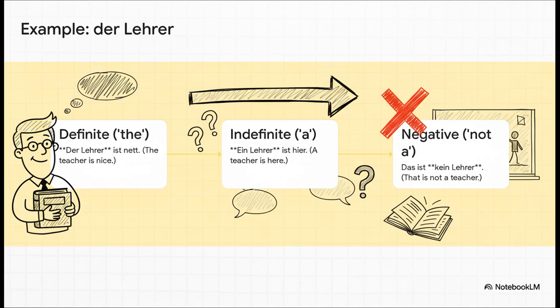Let's just see it one last time, all together using the masculine noun Lehrer, which means teacher. If we're talking about a specific teacher, Der Lehrer ist nett. The teacher is nice. Any random teacher? Ein Lehrer ist hier. A teacher is here. And to say it's not a teacher, Das ist kein Lehrer. It's such a clean, logical progression.